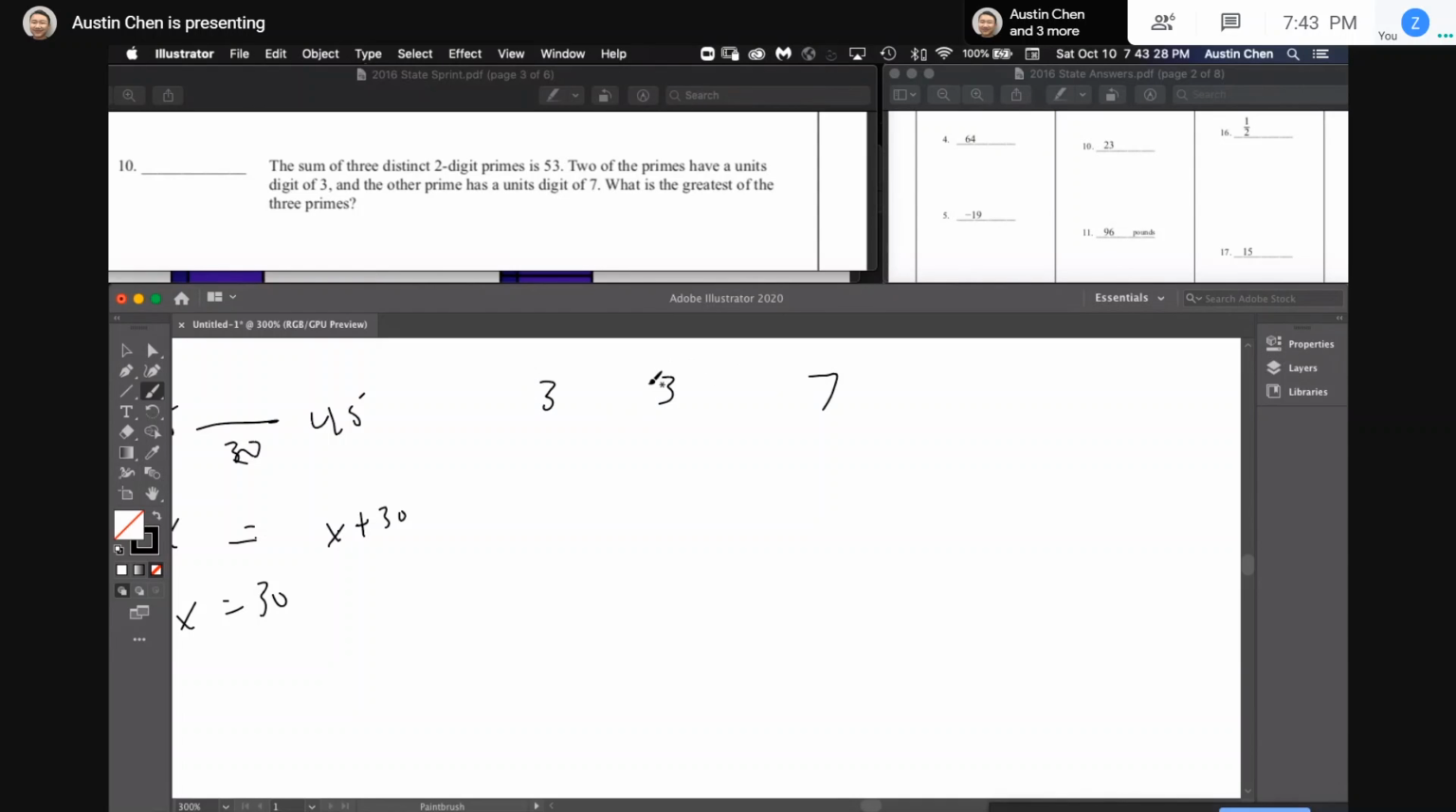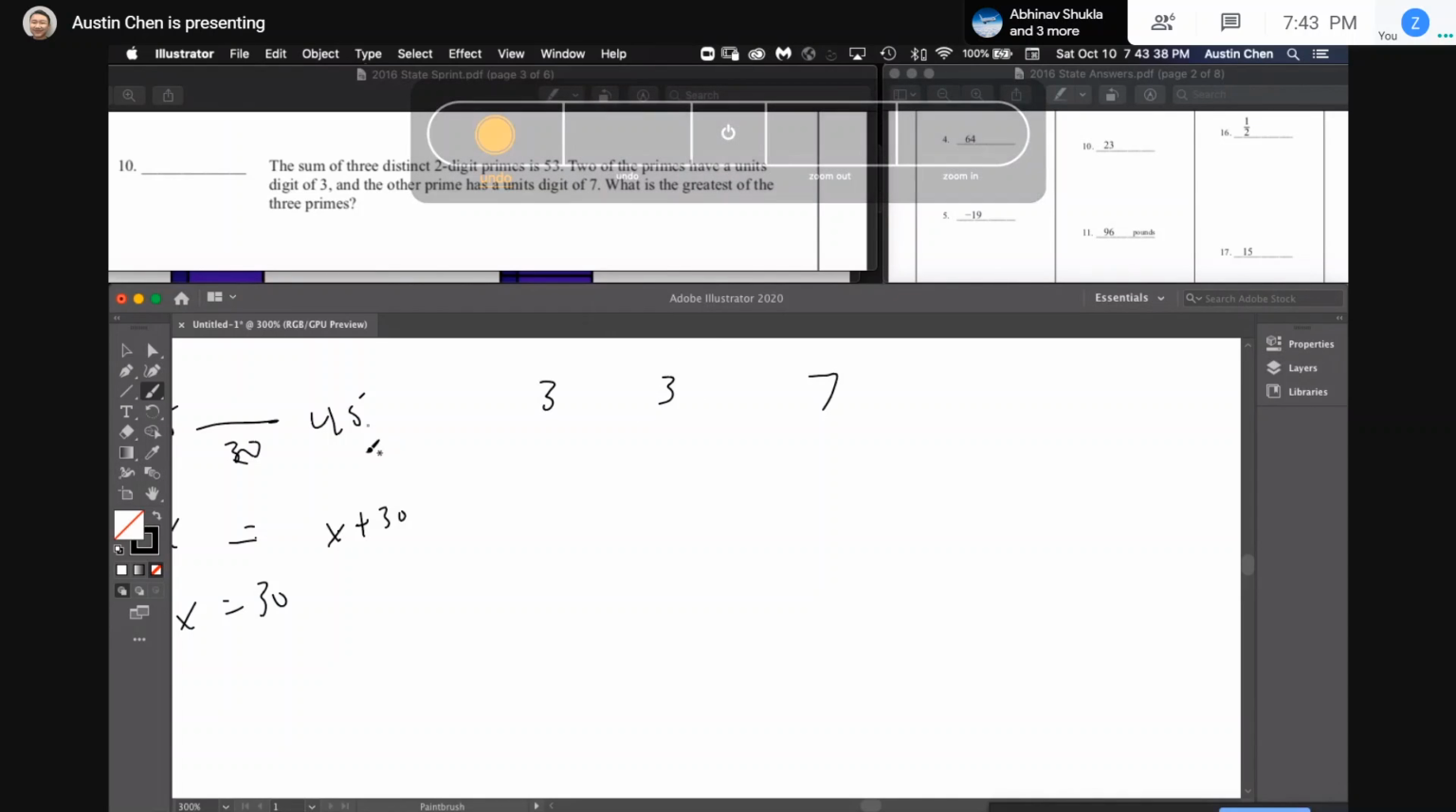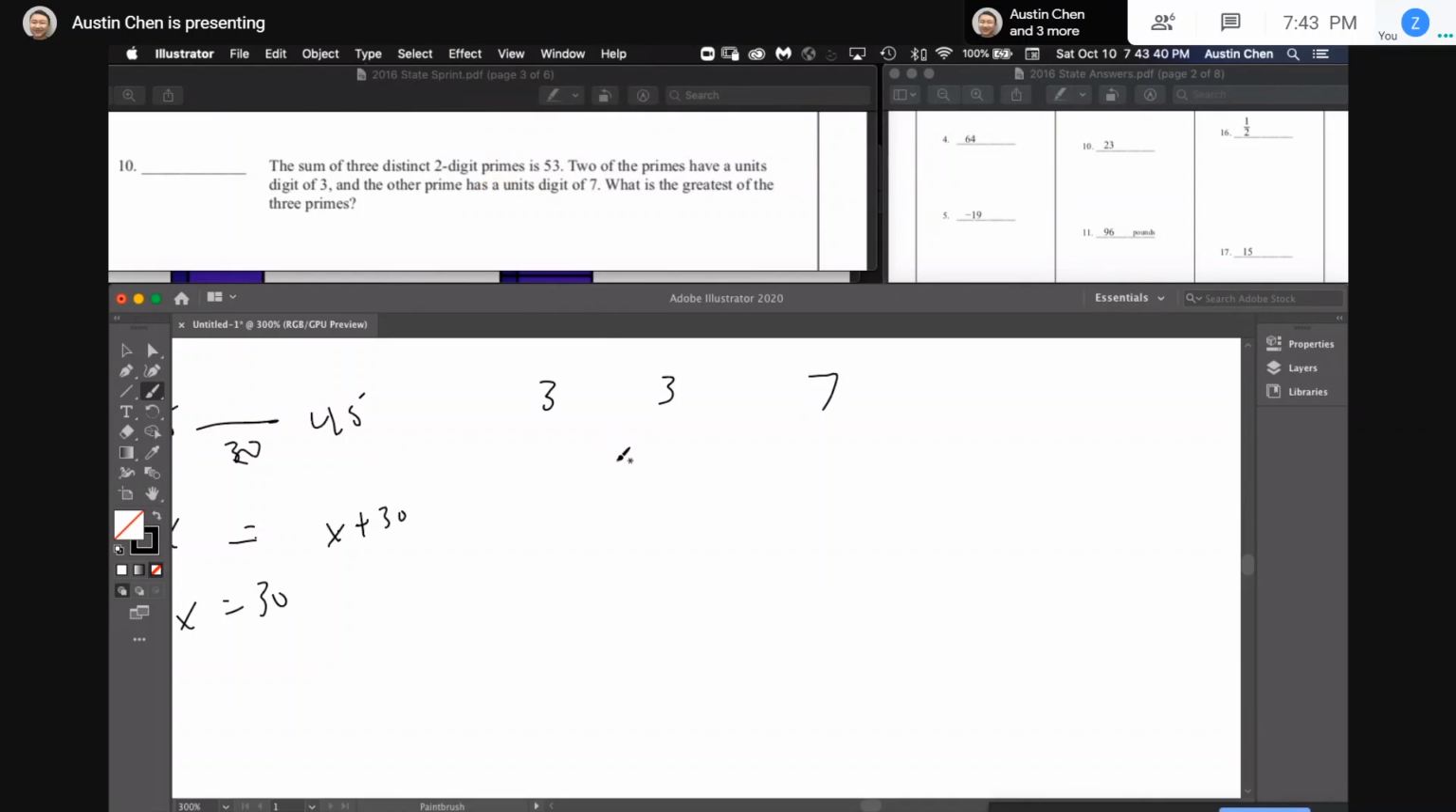I feel like testing primes would be totally okay here because it doesn't seem bad at all. Or we can find out what the sum of the tens digits has to be, right? If we add just the units digits together, we have 6 plus 7, which is 13. If we subtract that from 53, we get 40.